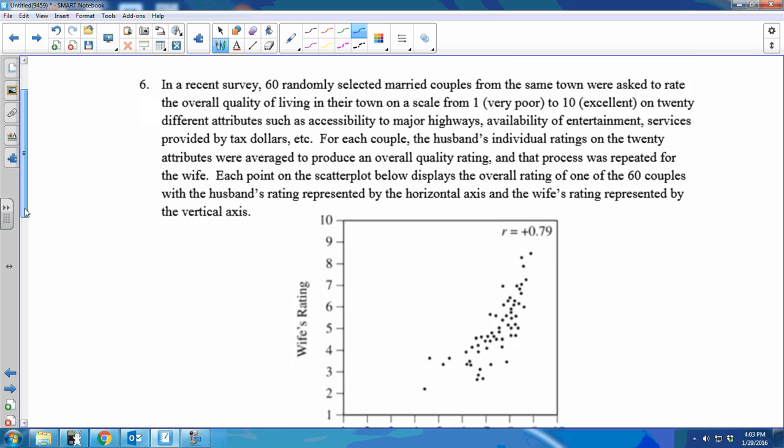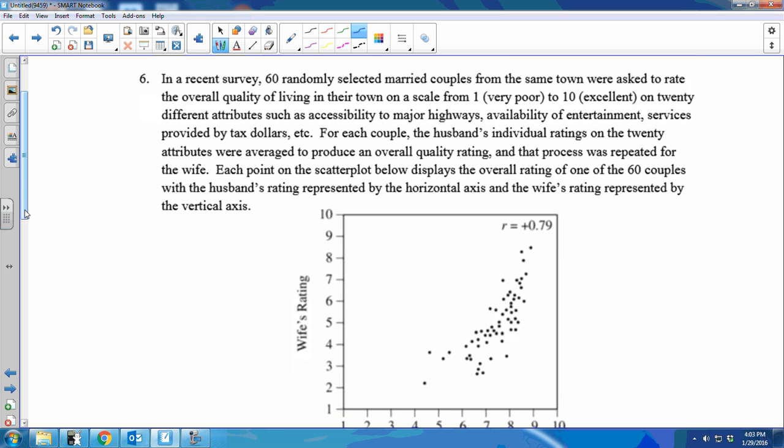All right, number 6. In a recent survey, 60 randomly selected married couples from the same town were asked to rate the overall quality of living in their town on a scale from 1, very poor, to 10, excellent, on 20 different attributes such as accessibility to major highways, and so on. For each couple, the husband's individual ratings on the 20 attributes were averaged to produce an overall quality rating, and that process was repeated for the wife. Each point on the scatter plot below displays the overall rating of one of the 60 couples, with the husband's rating represented by the horizontal axis and the wife's rating represented by the vertical axis.